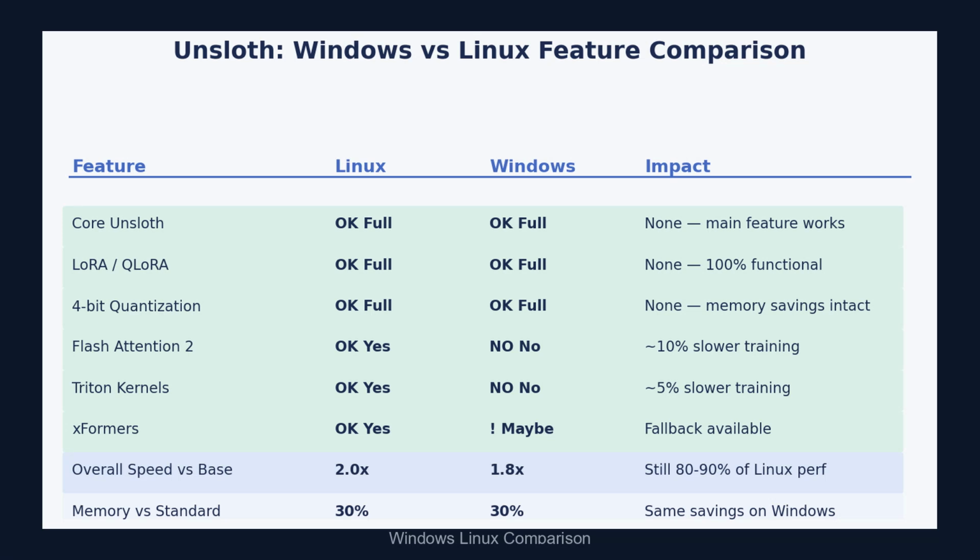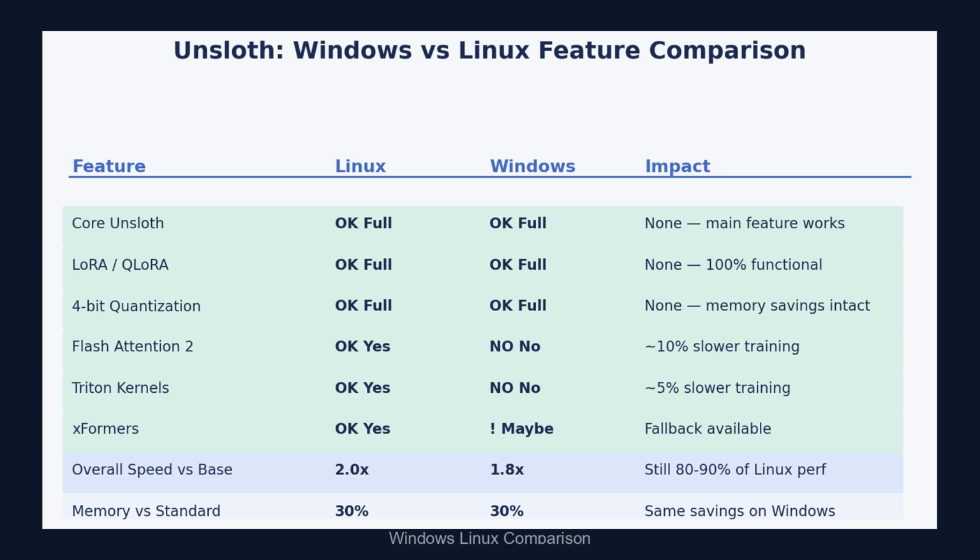Windows Reality Check. The feature comparison between Windows and Linux comes down to two missing components: Flash Attention 2 and Triton kernels. Everything else, LoRA, QLoRA, 4-bit quantization, the full training API, is identical on both platforms. The speed numbers reflect this. Linux reaches 2.0x over standard PyTorch, Windows reaches 1.8x. Memory usage is 30% on both.